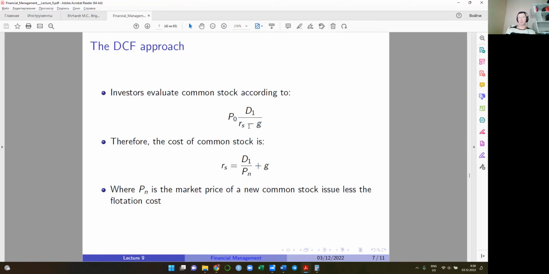So we are talking about different things. P0 is the price investors pay. Pn is the money a firm receives, minus everything that a firm needs to spend. Very simple. This is one approach how we can establish the cost of equity.